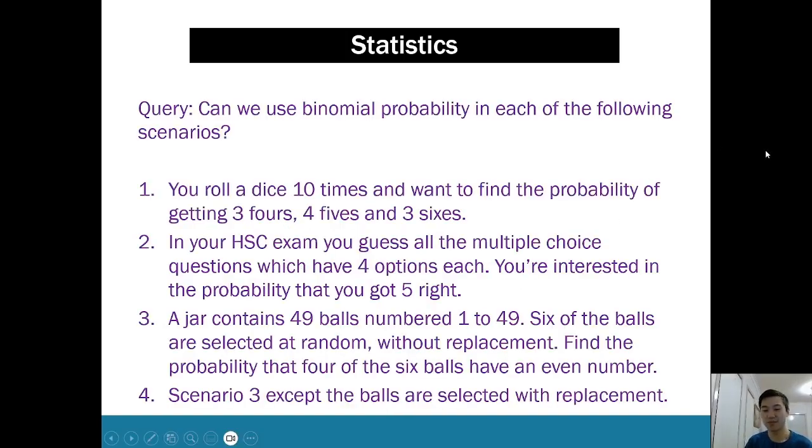I want you to take a moment. You can pause this lecture here and think about whether or not you can use binomial probability in each of the following scenarios. I'll let you think about that.